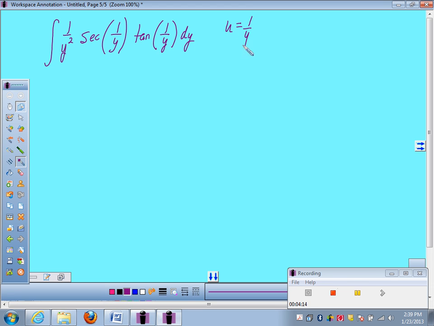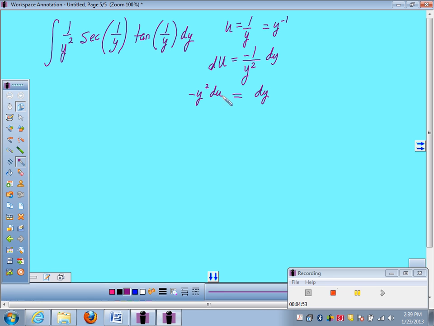Now, the problem is we did the derivative wrong. How do you do the derivative of 1 over y? That's y to the negative first. It'd be negative 1, y to the negative 2, which you would drop to the bottom. So it's actually negative 1 over y squared dy. I just missed the negative. So when I move it over to the other side, the y squared will move to the top. I will have negative y squared times du.